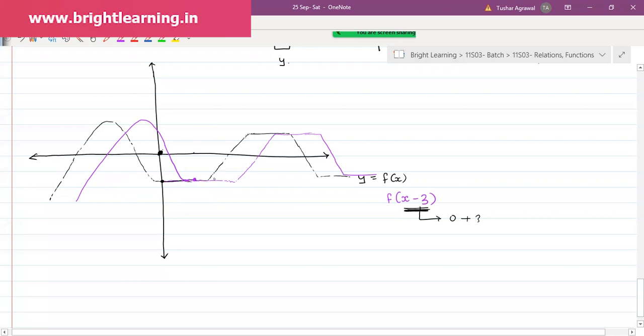The graph is shifting to the right side by 3 units. Is this clear to everyone? And if I give you, let's say, f of x plus 2, the graph will shift to the left side. Left side at the same height. Exactly, nothing changed. This will be the graph of f of x plus 2.